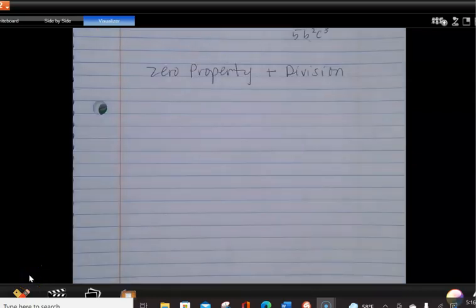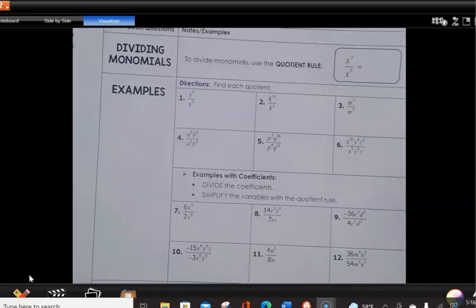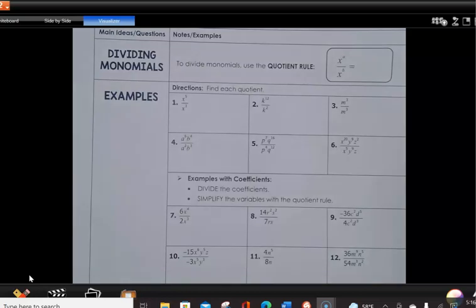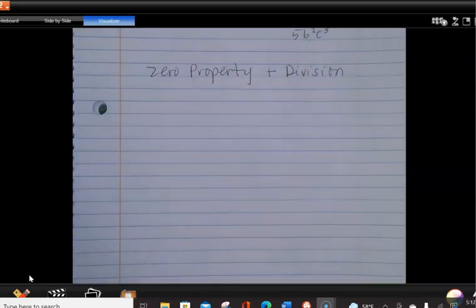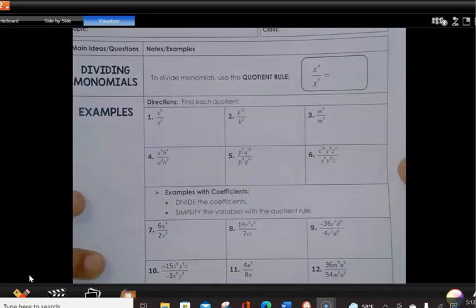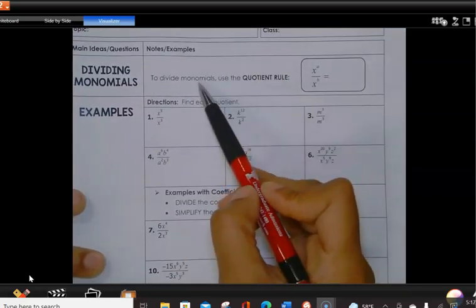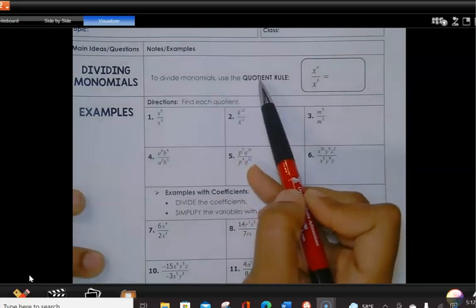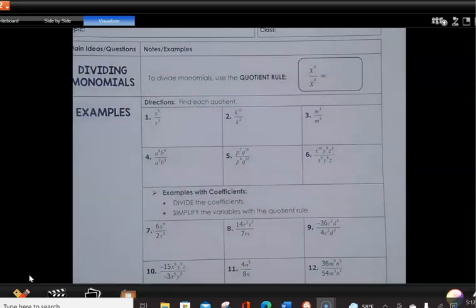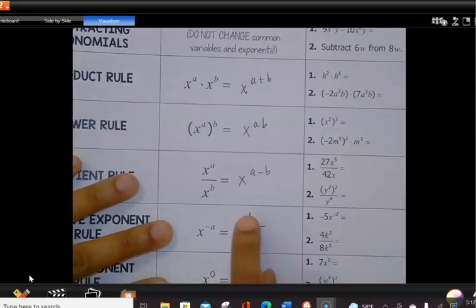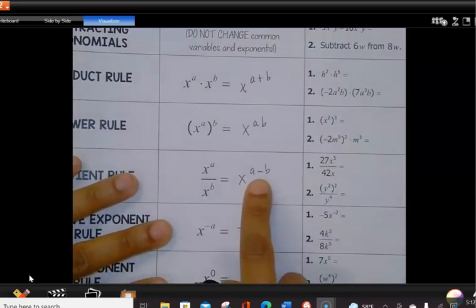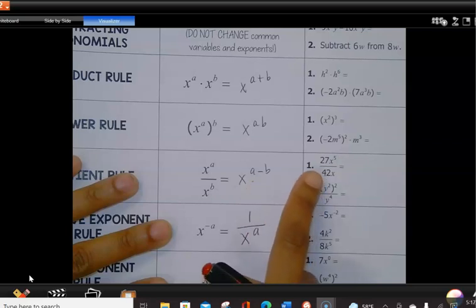This is video 2, and in this video I'm going to do dividing monomials as well as the zero property. When we say dividing monomials, we use the quotient rule. If I go to my cheat sheet real quick, I'm basically going to do subtraction. Like this one here, we have 27x to the 5th over 42x.